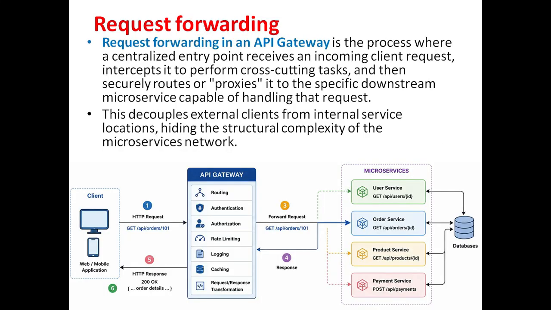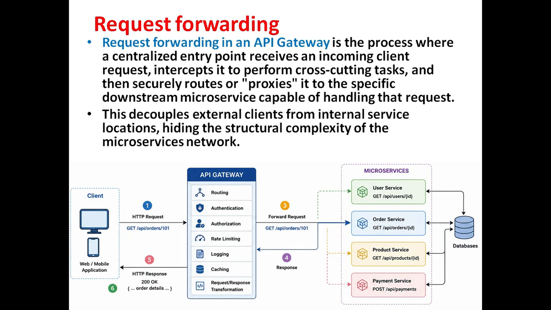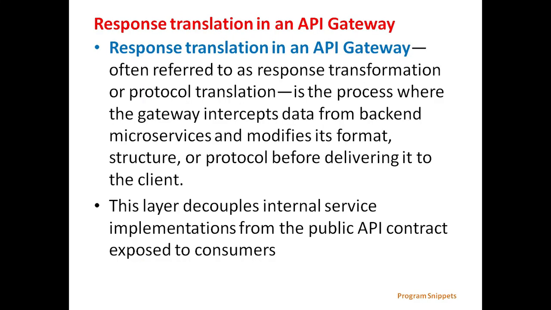Then request forwarding. Request forwarding in an API gateway is the process where a centralized entry point receives an incoming client request, intercepts it to perform cross-cutting tasks, and then securely routes it to a specific downstream microservice which is capable of handling that request. This decouples external clients from internal service locations, which hides the structural complexity of the microservices network. And response translation in an API gateway.